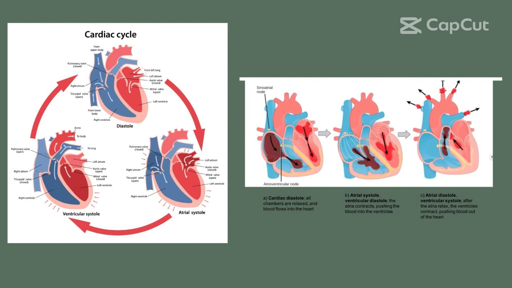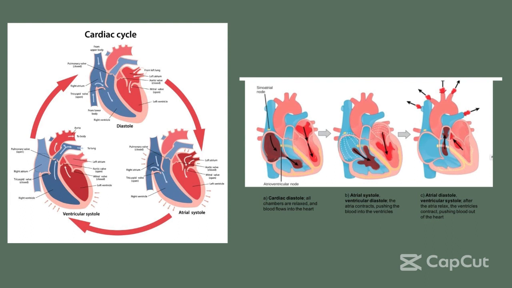So I'll just explain that again. Step 1 was the heart is relaxed, blood is passively flowing into both atria because of the pressure gradient. As the atrium starts to fill up, the pressure increases, causing the atrioventricular valves to open and blood to move into the ventricles. The second step is then an initiation of the atrial systole.